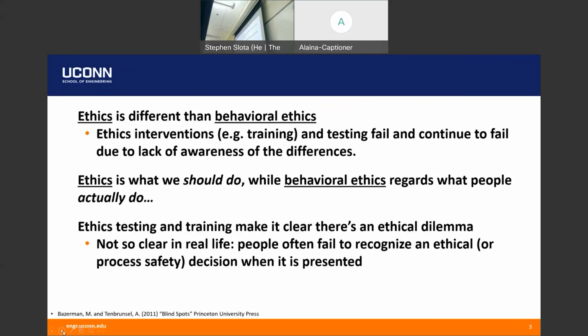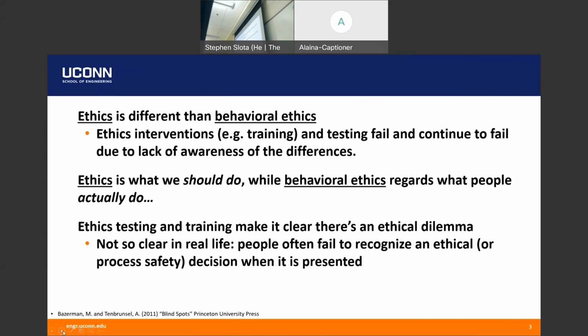You continue to have accidents, right? You continue to have people making poor decisions. And so it leads you to question, well, how effective are those trainings if they're not really accessing the correct things, right? So these interventions continue to fail due to lack of awareness of the differences between what we call ethics and what we sort of call behavioral ethics.